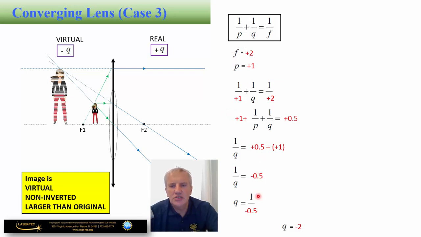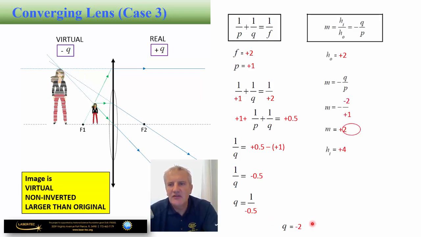And if we do calculation, we get for the distance of the image from the lens as minus 2. Since the Q is negative, we're dealing with a virtual image formed by this lens. And then we can also do the magnification. If we apply the same formula as before, for the magnification we get plus 2, or if we multiply the magnification by the size of the original, we get plus 4, which is the size of the image.